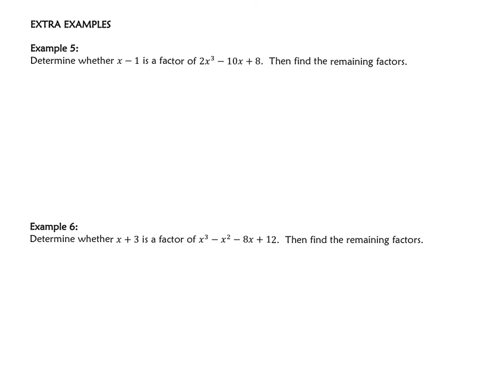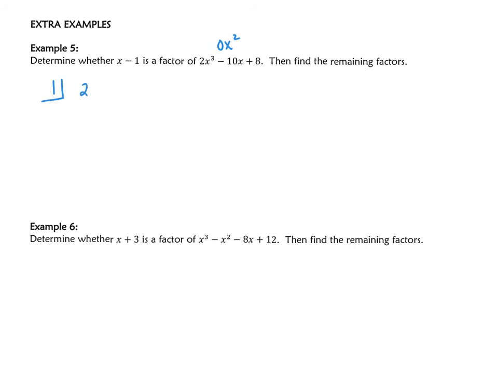Okay, extra 2 examples. Example 5, determine whether x minus 1 is a factor, then find the remaining factors. So 1 goes in the box. As before, we're switching signs. If we look at our polynomial, we should notice we're missing an x squared. So we're going to need to put in a 0 as a placeholder.